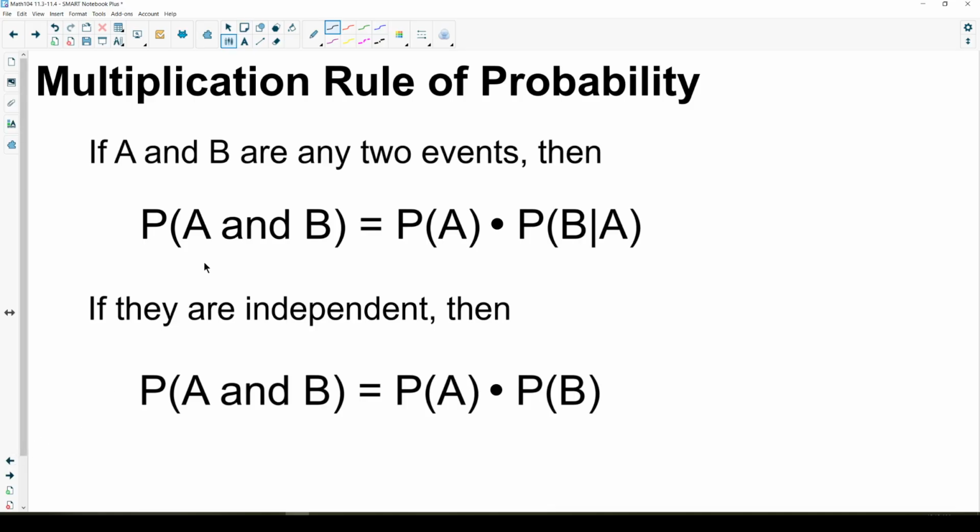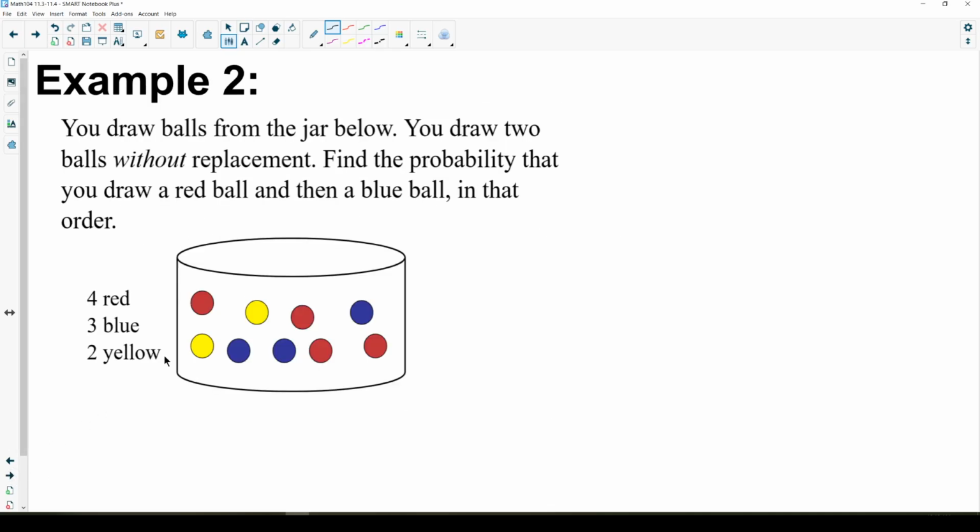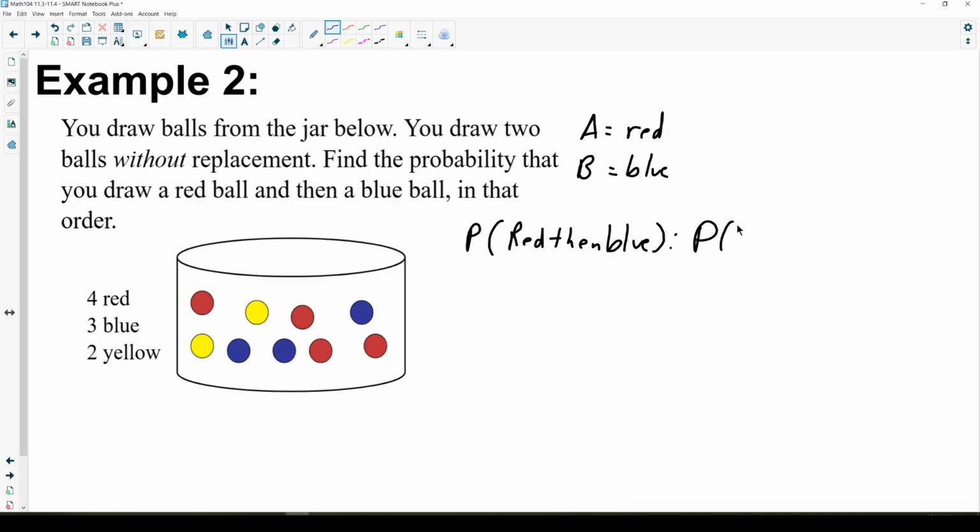Again, we know that the probability of A and B is the probability of A times P of B given A. So if I want to use my probability of red then blue, well, let's define event A as our red ball. Let's define event B as our blue ball. The probability of event A times the probability of event B given A.